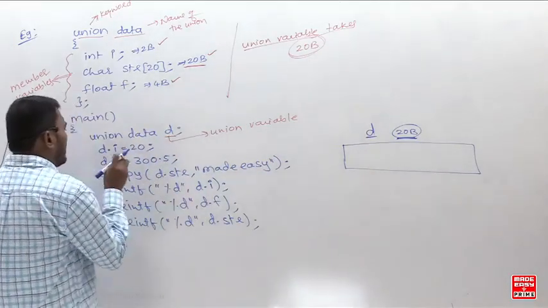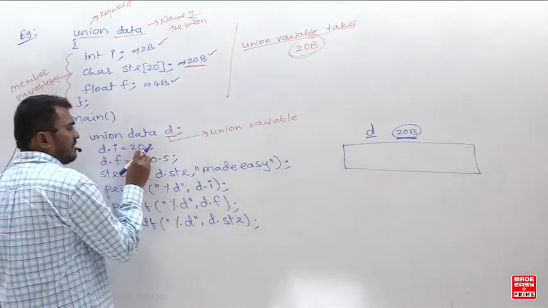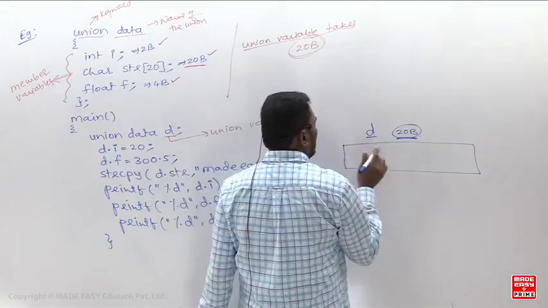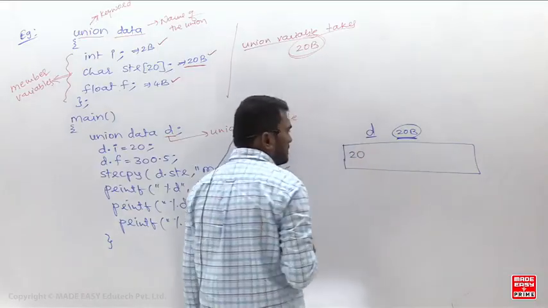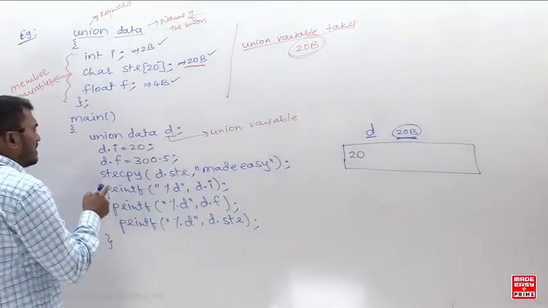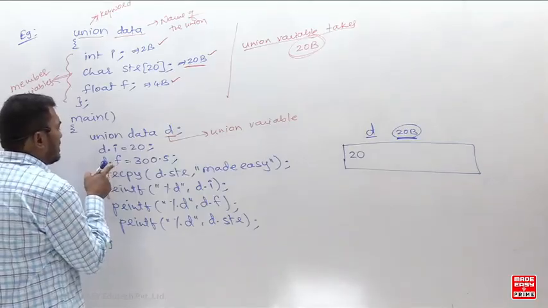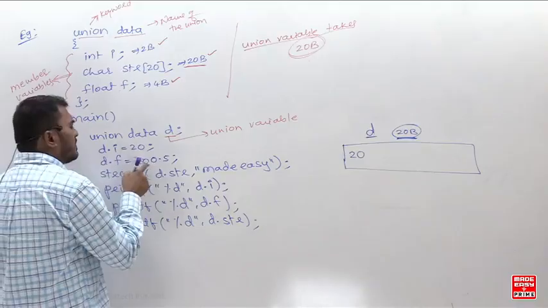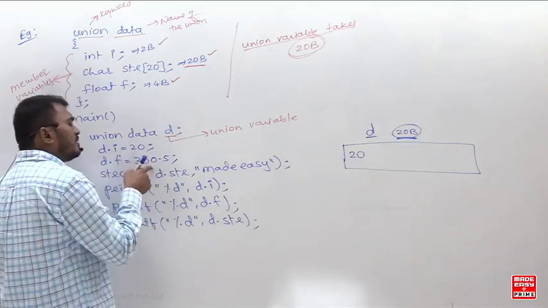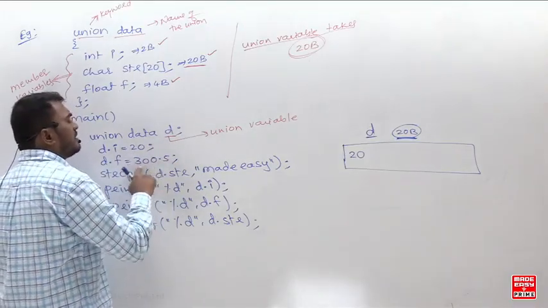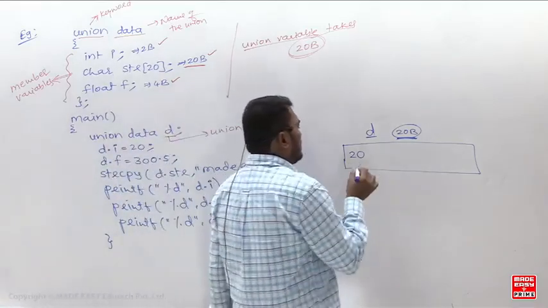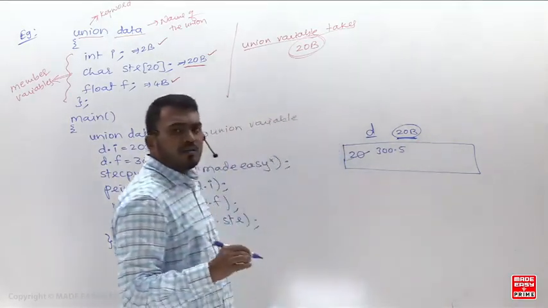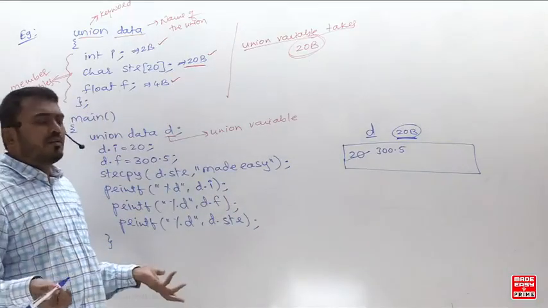Look here, when I say d dot i equal to 20, what happens here? d dot i means you are storing 20 here. Next, if I say d dot f equal to 300.5, then on the same memory space this value will be overwritten. So this value will change to what? 300.5. Why? Because the same memory space will be shared by all the member variables.